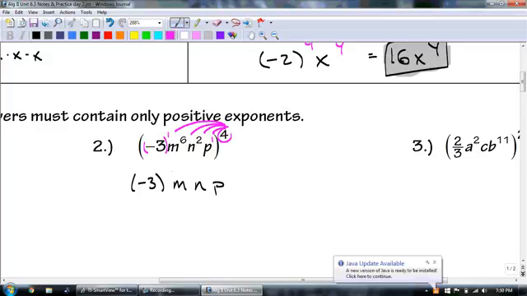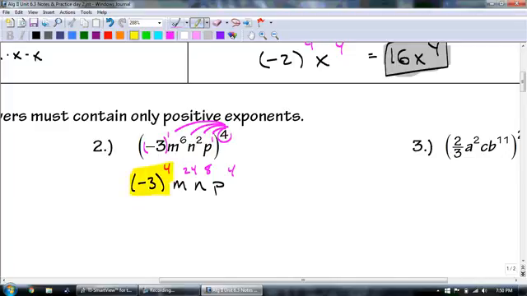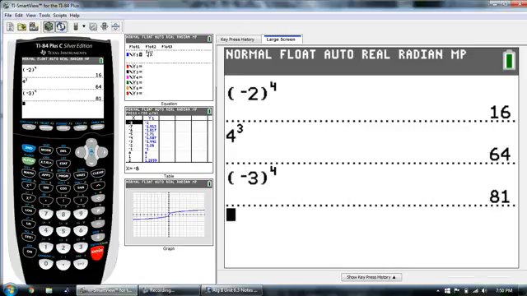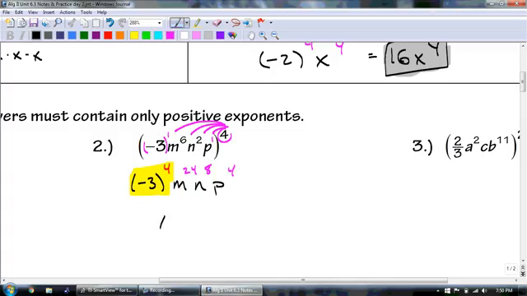1 times 4 is 4. 6 times 4 is 24. 2 times 4 is 8. And 1 times 4 is 4. I'm going to clean up the -3 to the fourth power, and we get positive 81. So my final answer is 81, m to the 24th, n to the 8th, p to the 4th.